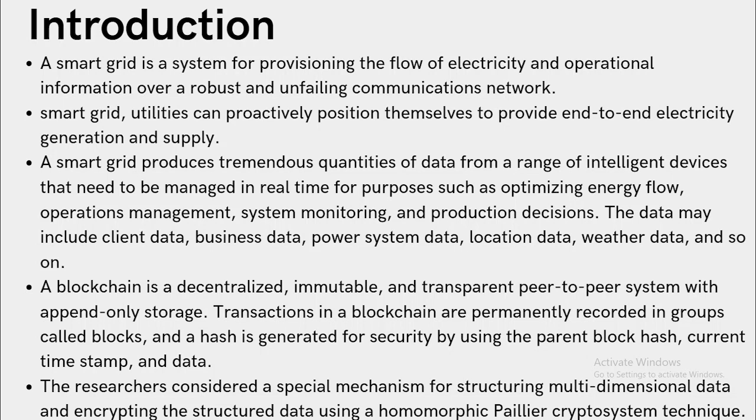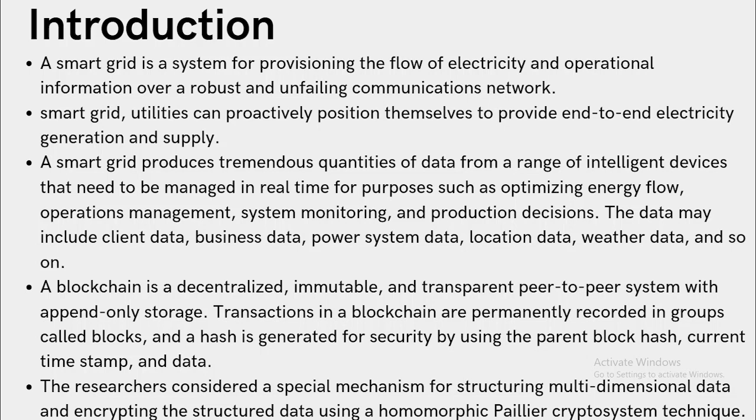You may ask, what is data aggregation? Data aggregation is a process where raw data is gathered and expressed in a summary form for statistical analysis. And you may ask, what is homomorphic encryption? It is a form of encryption with an additional evaluation capability for computing over encrypted data without access to the secret key. And blockchain is a decentralized, immutable, transparent peer-to-peer system with append-only storage.